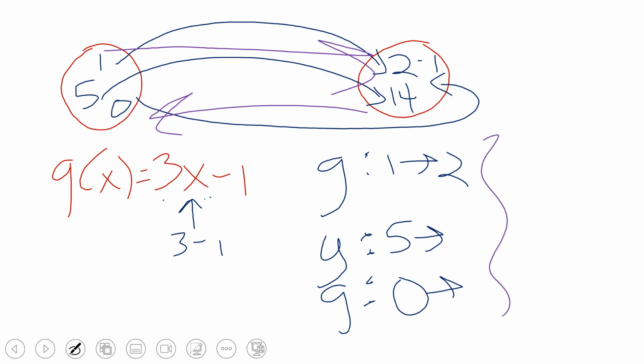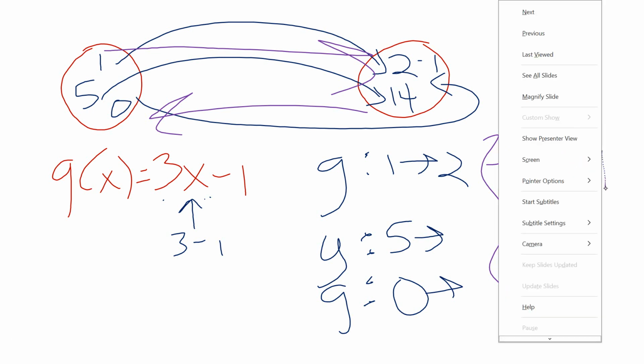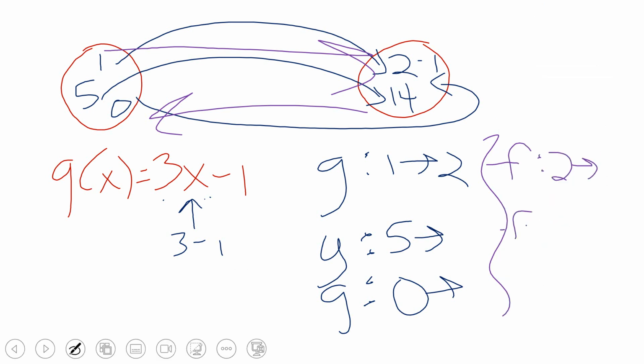So now we're going to have a function, we'll call it f of x, and guess what? When you plug in 2, guess what it's going to map onto? 1. And when I plug in 14, it maps onto 5. And when I plug in -1, it maps onto 0. Okay, so we're just going to reverse course. That's what we're going to learn to do today.